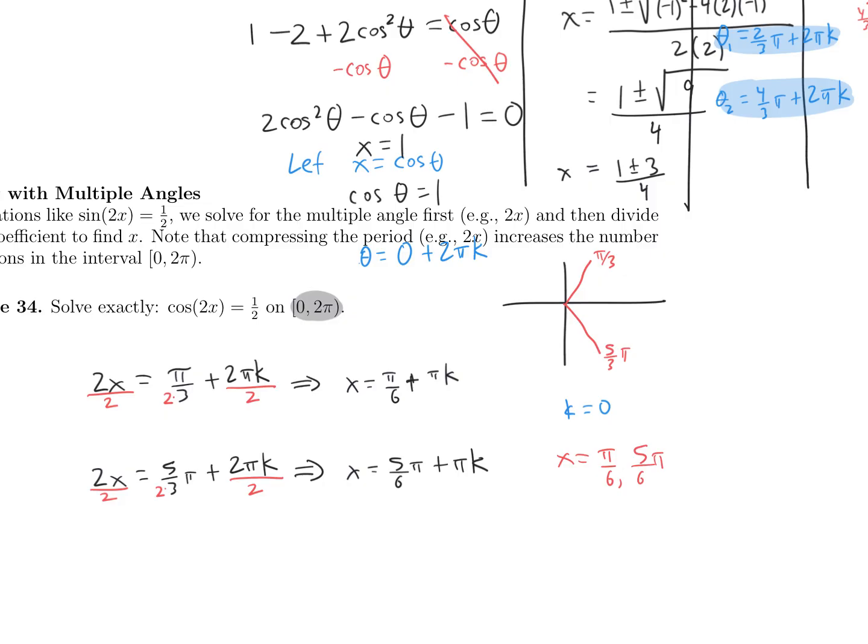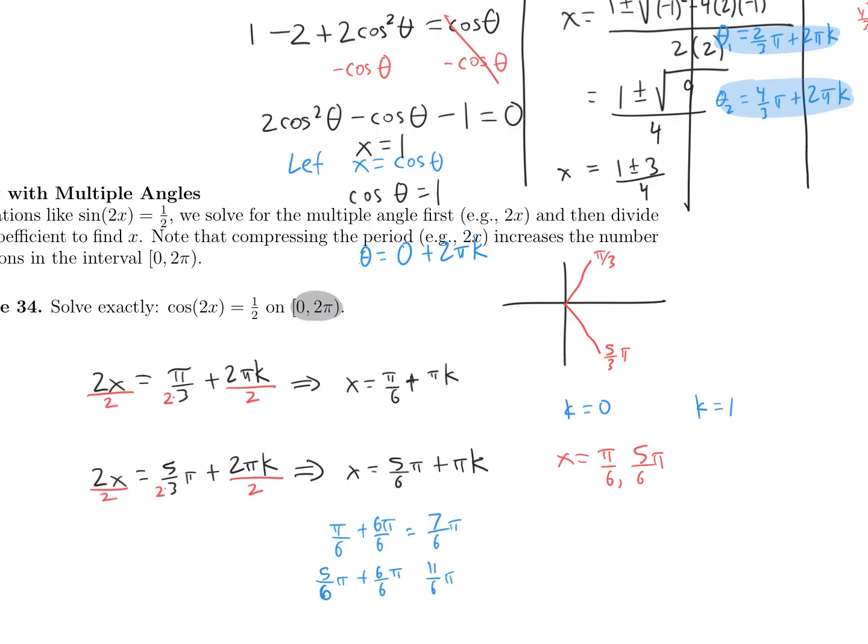All right, now let's find the angles for k equal to 1. So when k is equal to 1, you plug in 1 for k, and you're going to have pi over 6 plus pi and 5/6 pi plus pi. So let's do that work down here. Well, you can easily change this to a common denominator by putting a 6 over 6. That's the same thing as pi. Same thing with this one. 6 over 6 is the same thing as pi. And now you will get the next two answers, which are 7/6 pi and 11/6 pi.